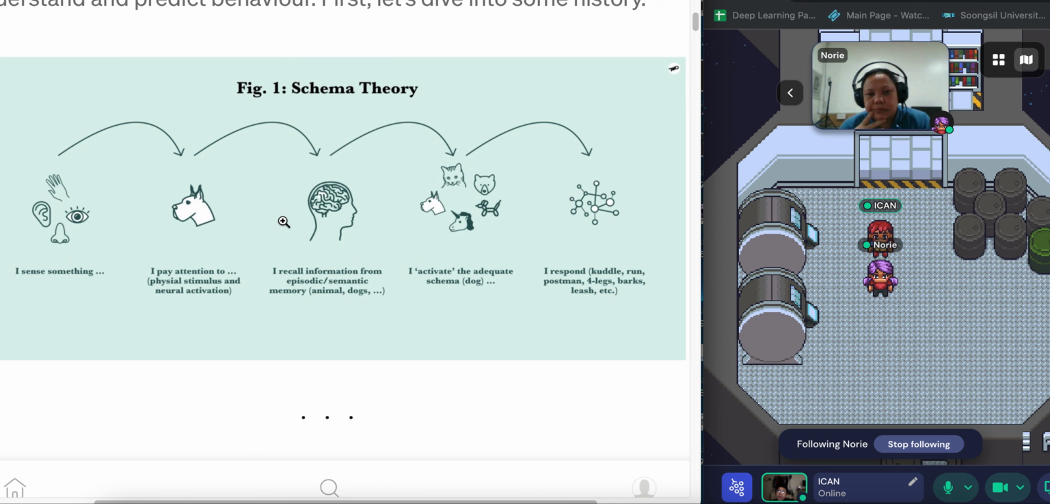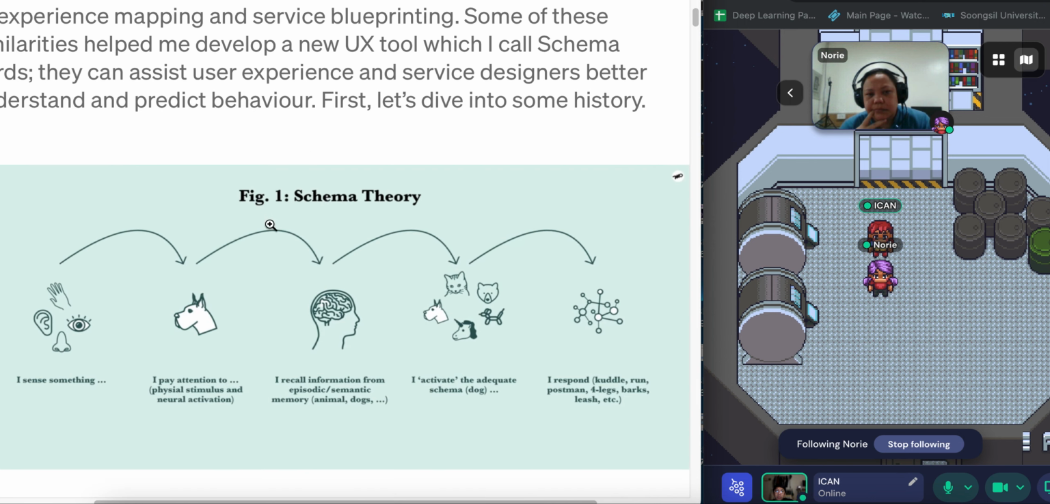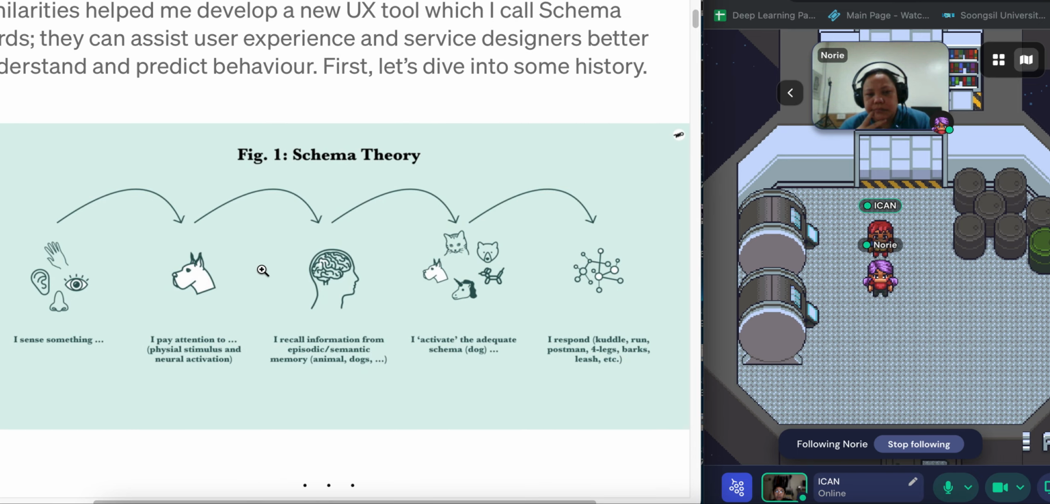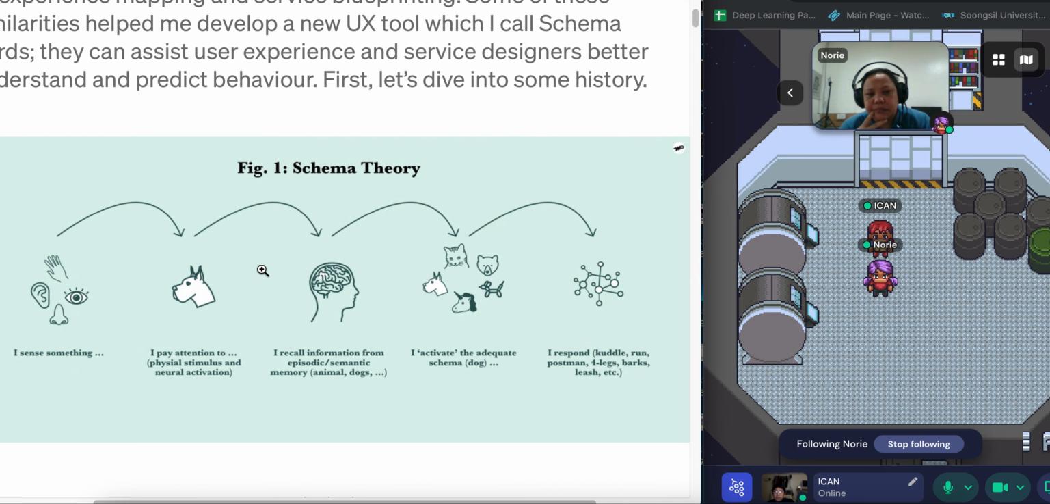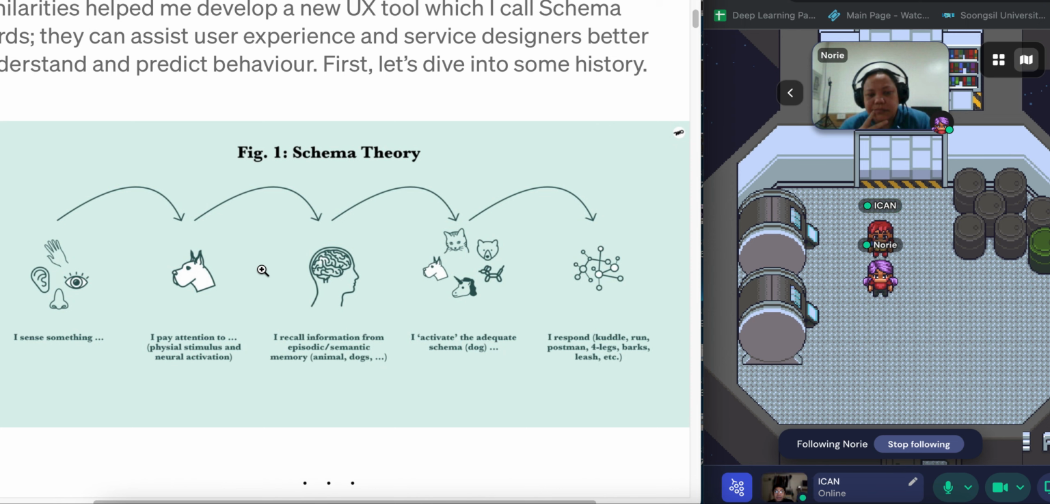So, for example, in this example that we have here, it's a dog. If you see this animal, automatically you would think of dogs, right? You would think it's an animal, it has rabies or it bites. So you recall information based on what you remember. And I think we do this every day. It's just that sometimes it's too fast that we don't really even think about it.